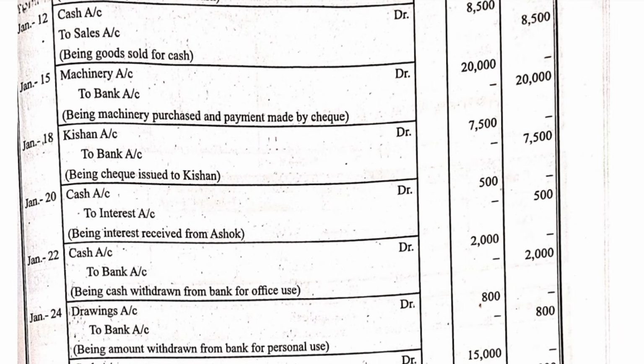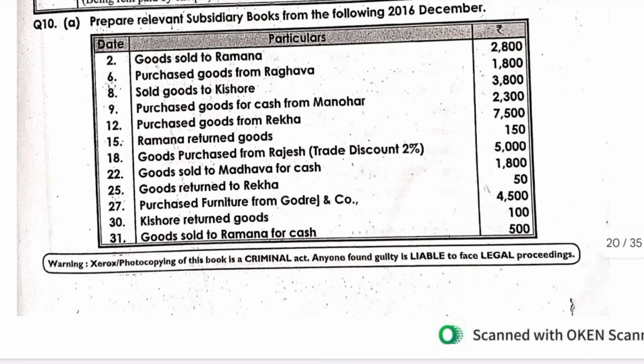Machinery account debit to bank account, debit, credit, amount, credit. Being machinery purchased and payment made by check.